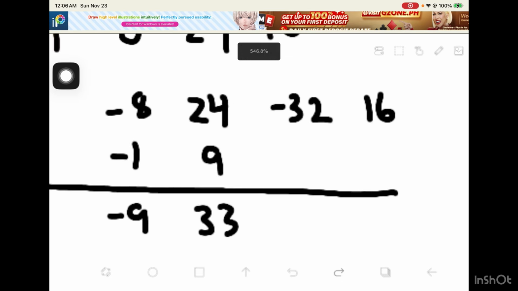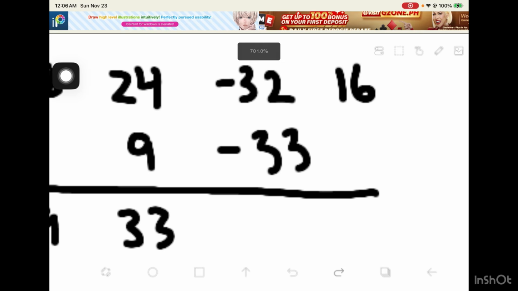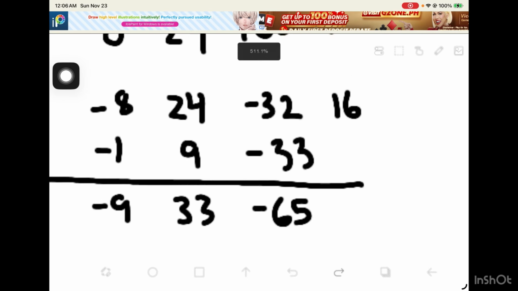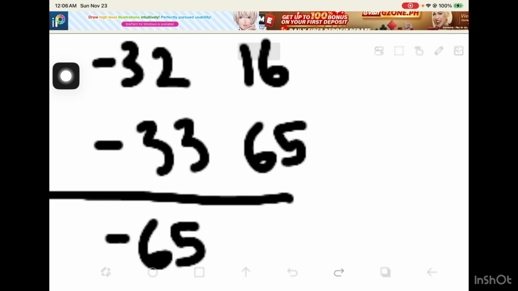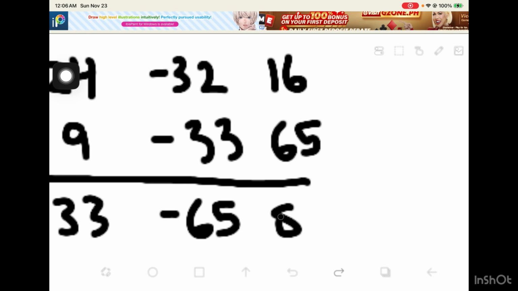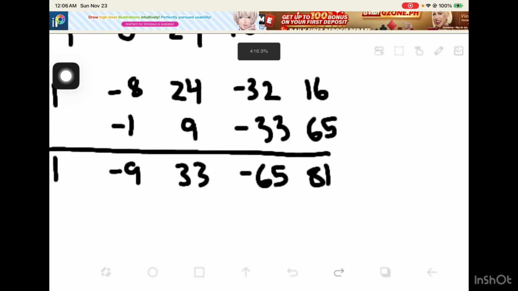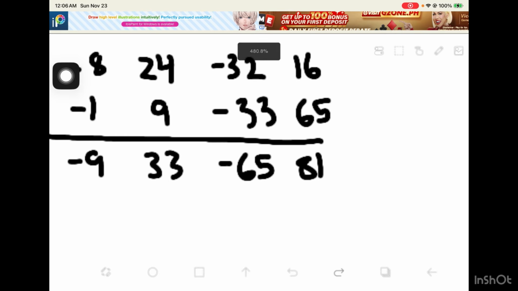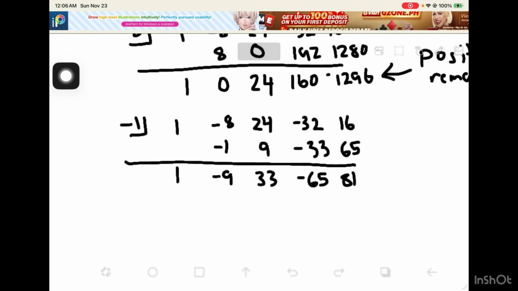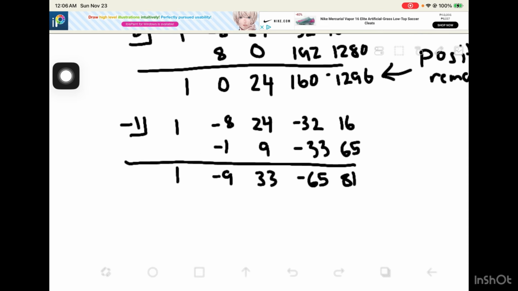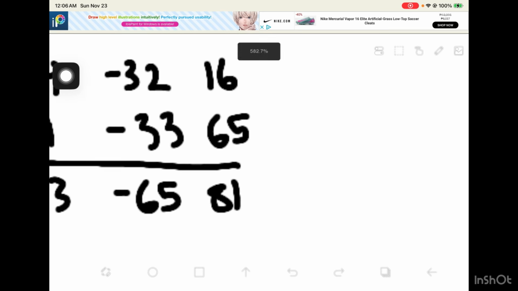33 times negative 1 is negative 33. Negative 32 plus negative 33, negative 65. Negative 65 times negative 1 is 65. 16 plus 65 is 81. So as you can see here, with negative 1 already, it becomes 81. What do you think happens if it becomes negative 2, negative 4, negative 8? It's only going to get us farther from 0 again.